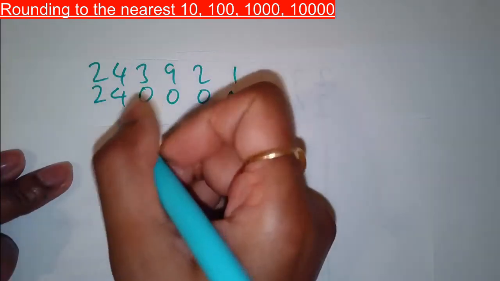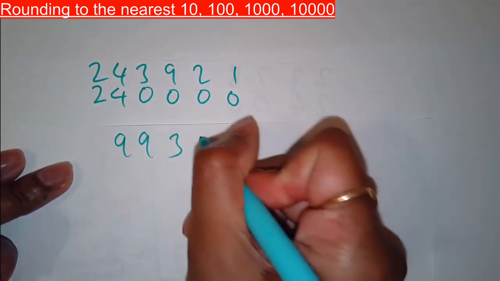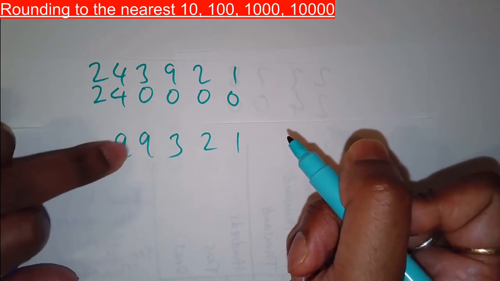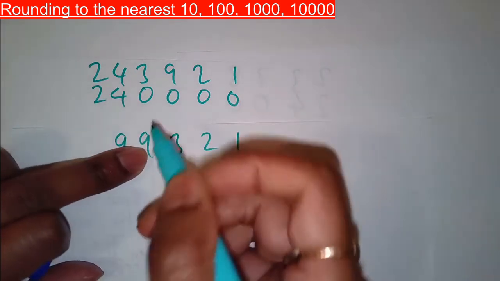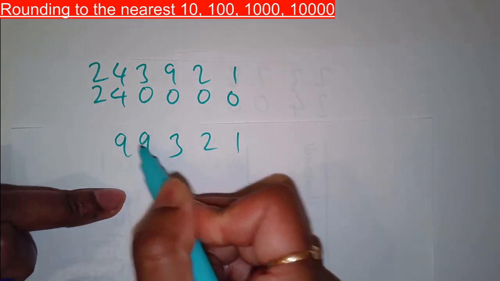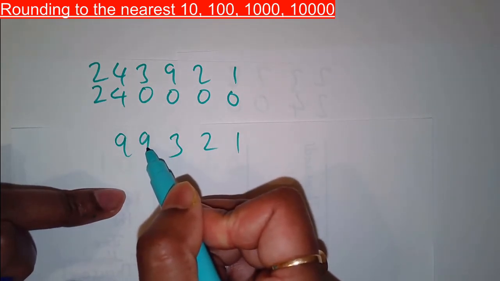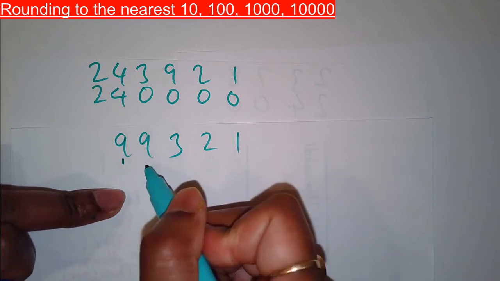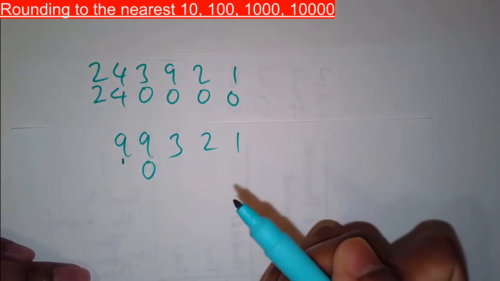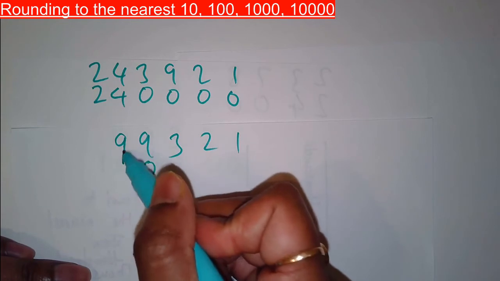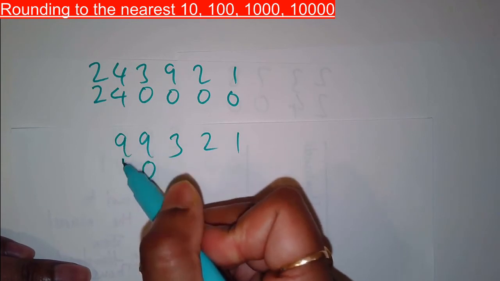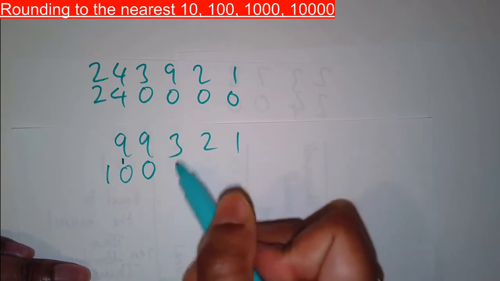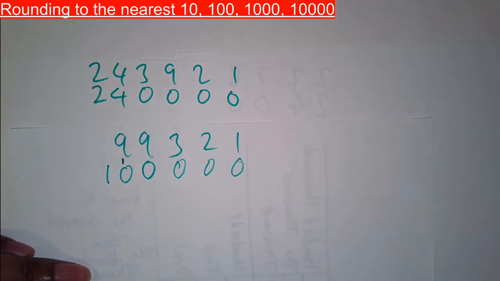Right, let's try this one. Right, to the nearest 10,000. So we look at the thousands column again. Ask yourself the question, is that 5 or more? Well, it is. So the 9 becomes a 10. Carry the 1. Right, 9 plus 1 makes a 10. Don't forget the zeros under the placeholders. There you go.